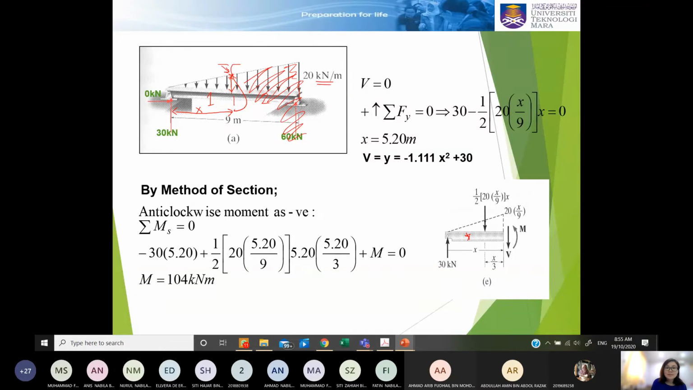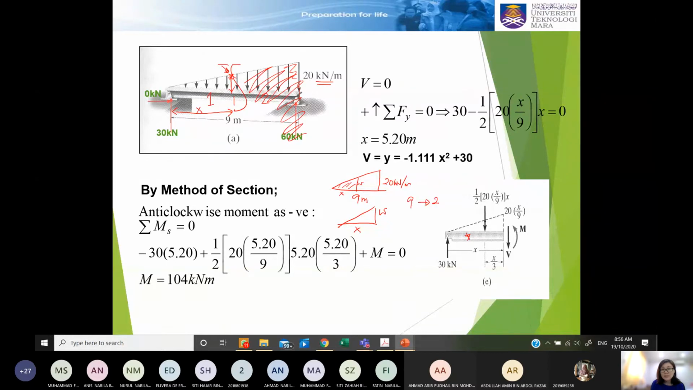We are going to use the proportionate method, or ratio method. We have two pieces of information here. If this is 9 meter, we know that this is 20 kilonewton per meter. But if this is X, let's say W, we do not know the height of this. So you can use this method.